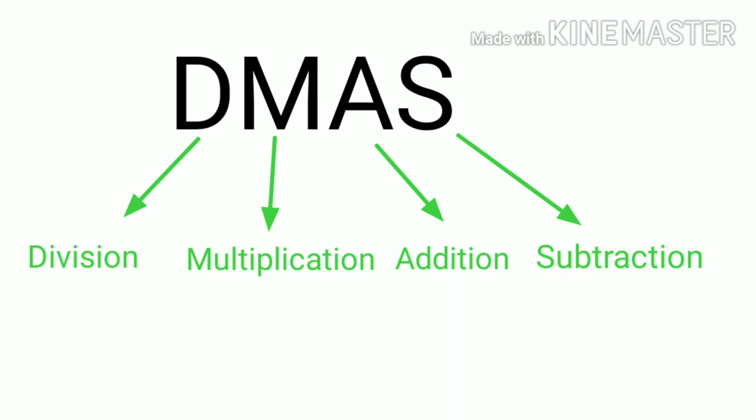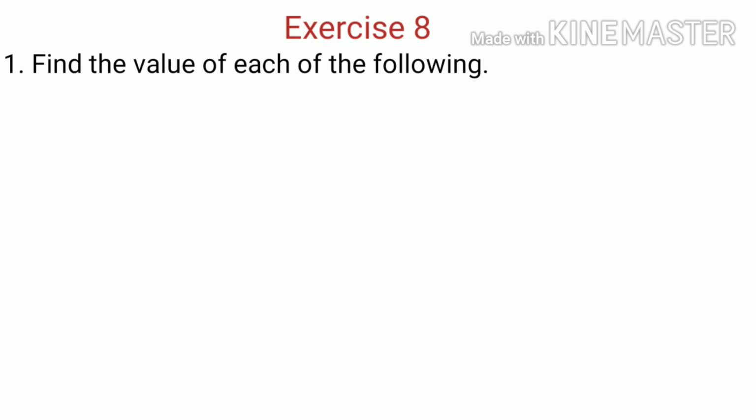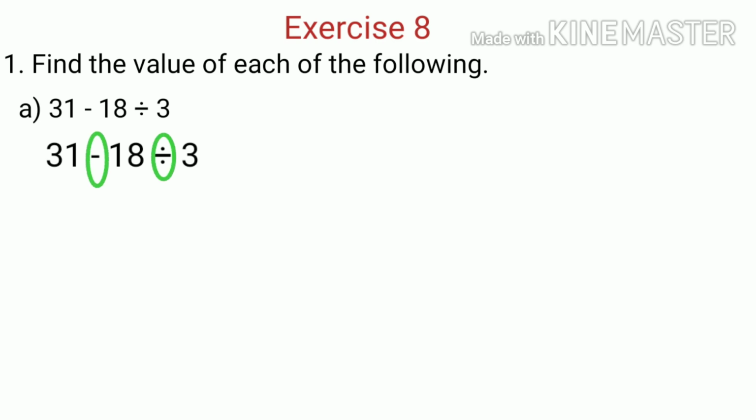To understand this better, let's solve some questions. First, let's solve some questions from exercise 8. Question number 1. Find the value of each of the following. Number A, 31 minus 18 divided by 3. This expression involves subtraction and division.